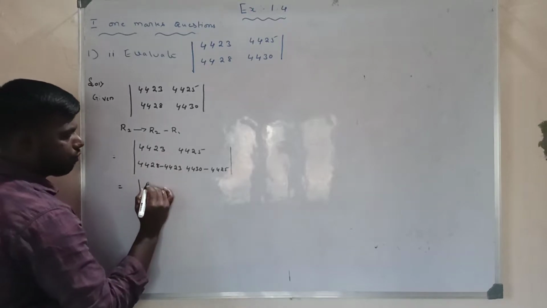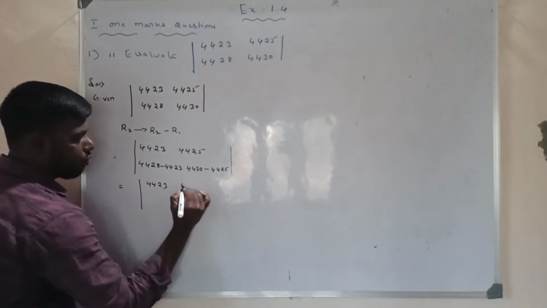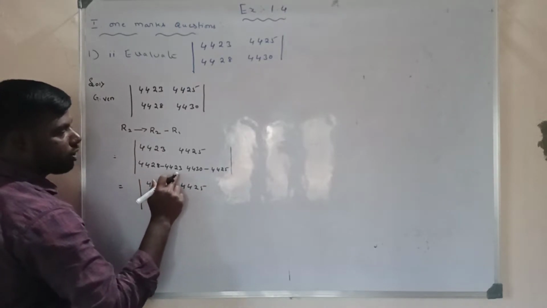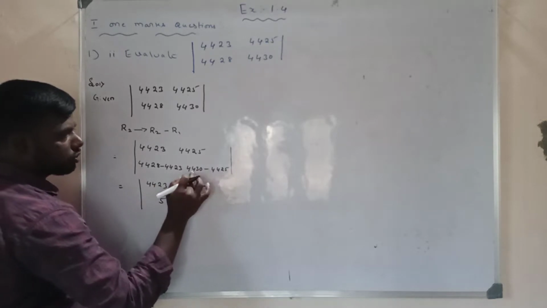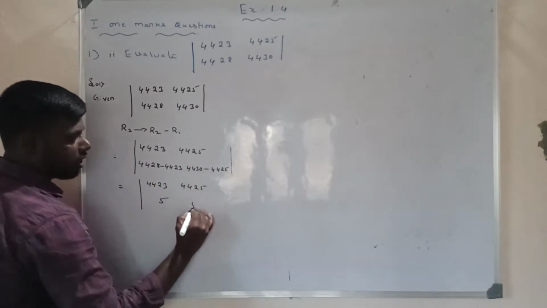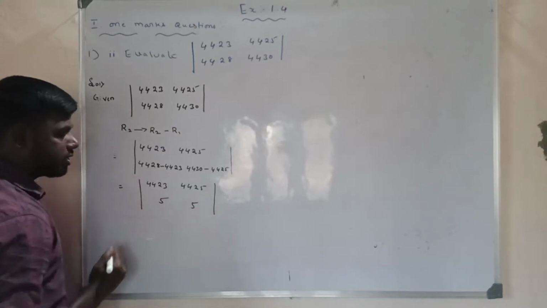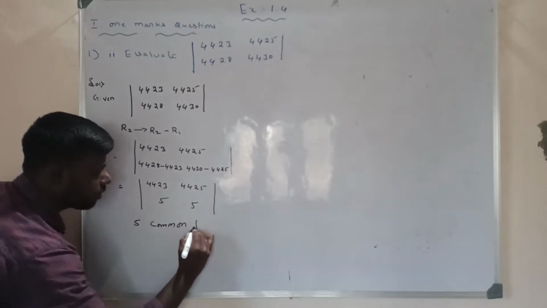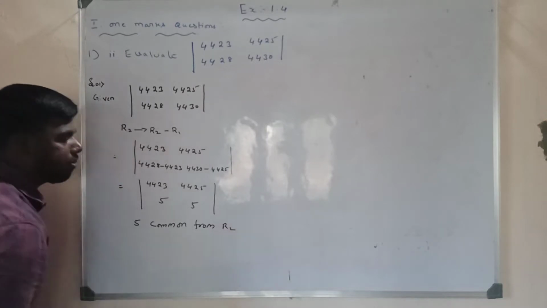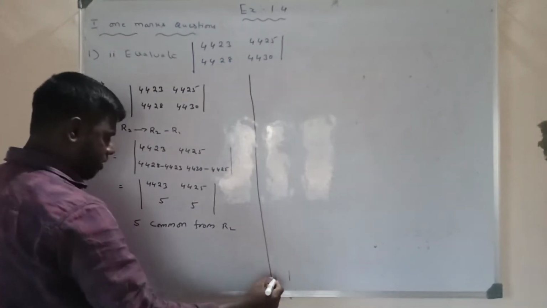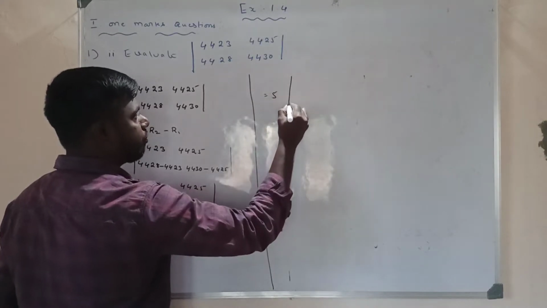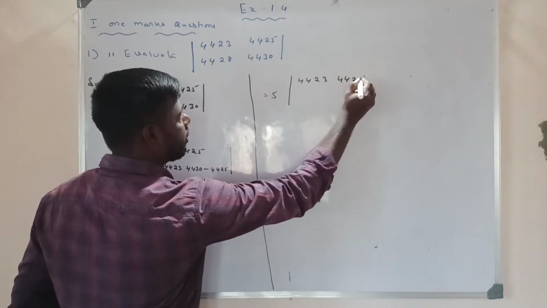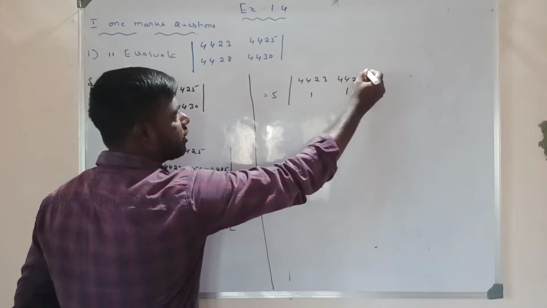Now we find these values. 4428 minus 4423 is 5. 4430 minus 4425 is also 5. What is common here? 5 is common from the second row, so 5 is taken common. The first row is written as it is: 4423, 4425. With 5 taken common, what is left of the elements is 1, 1.